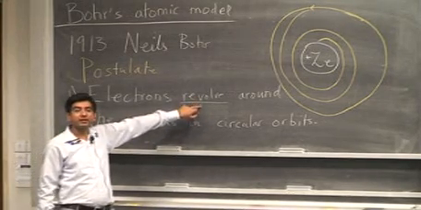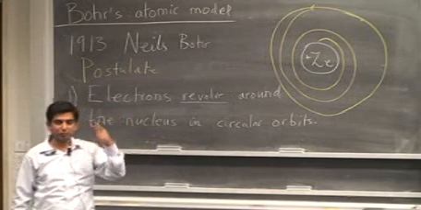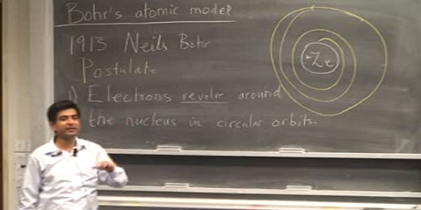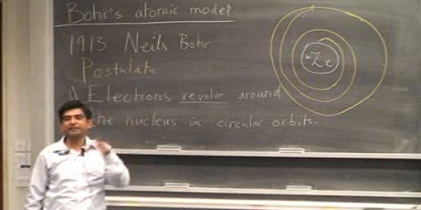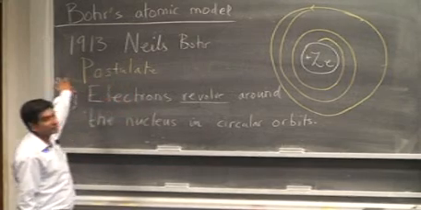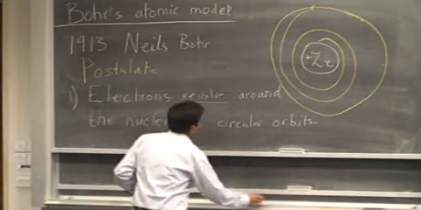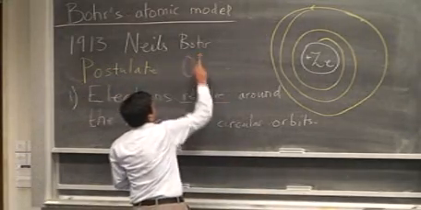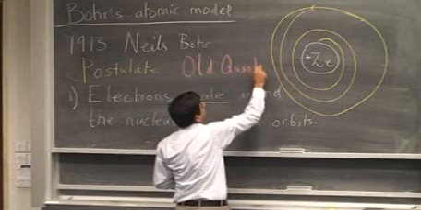Note the use of this word revolve. Revolve means moving. Later we will notice that if we apply the correct quantum theory, there is no such thing as moving of a nucleus. There is no such thing as revolving of a nucleus. Okay? But Bohr was in 1913, and these postulates form the old quantum theory, generally called the old quantum theory.